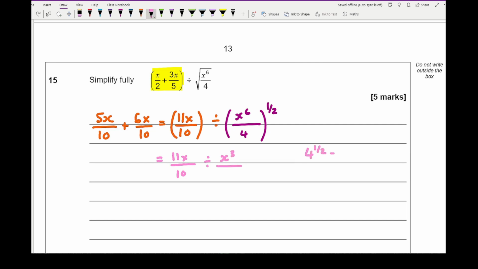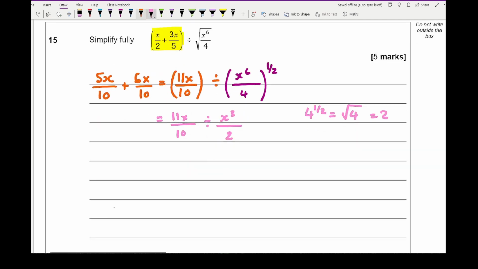Well, anything to the power of a half means the square root of 4, which is 2, so I can write 2 there. Now remember the basic rules of dividing fractions. We flip the second fraction, turn it to a multiply, so I end up with 11x over 10, times 2 over x cubed. 11x times 2 is 22x, and that's 10 times x cubed.